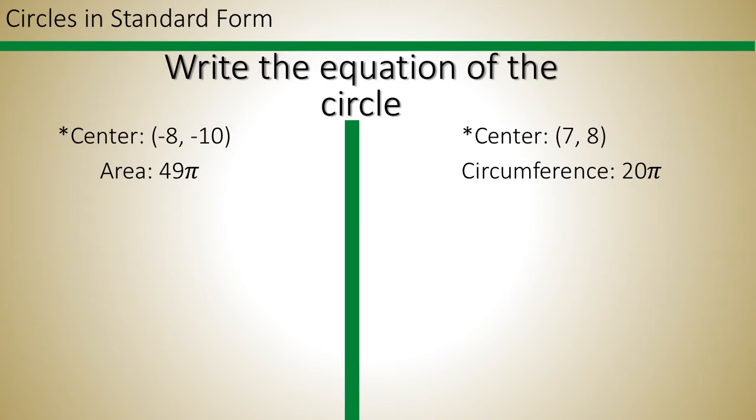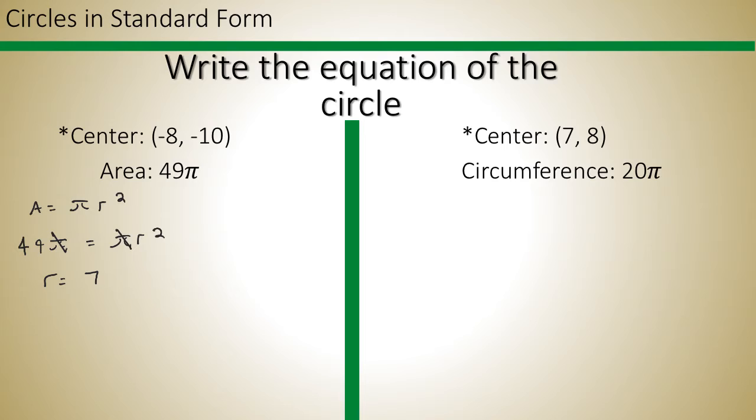We should also be able to write the equation of a circle if we're given the center and the area. Remember, the two things we need are the center and the radius. If I know the formula for area is pi r squared, I'm going to use the area to figure out what the radius is. So if the area is 49 pi, then that's equal to pi r squared. Immediately pi and pi cancel out, so my radius here is actually 7.